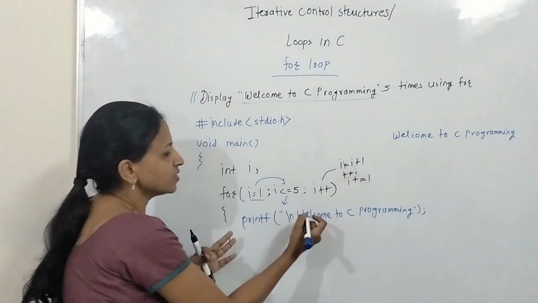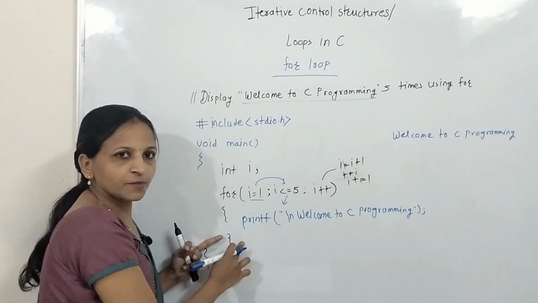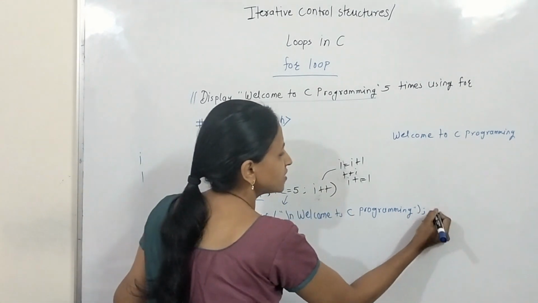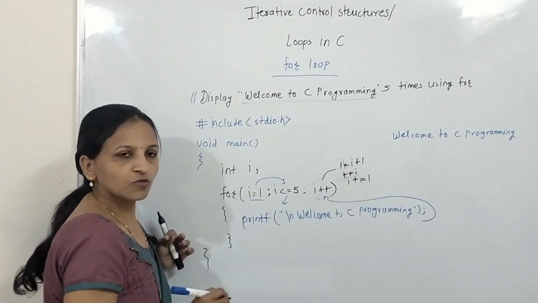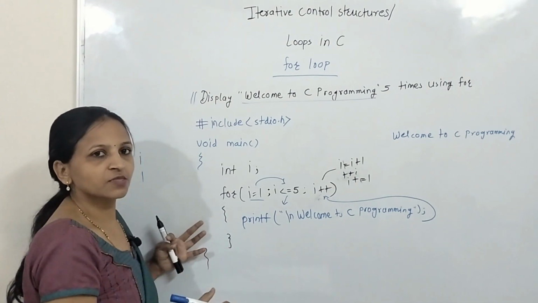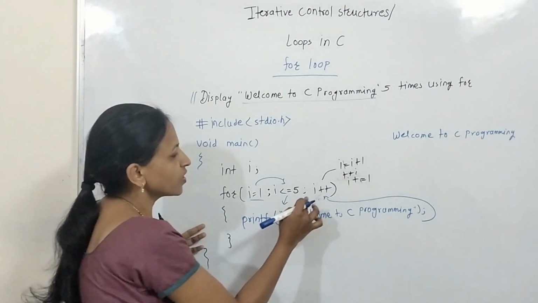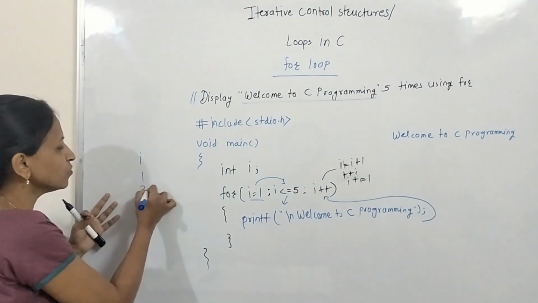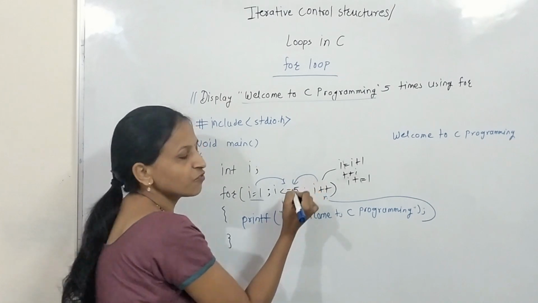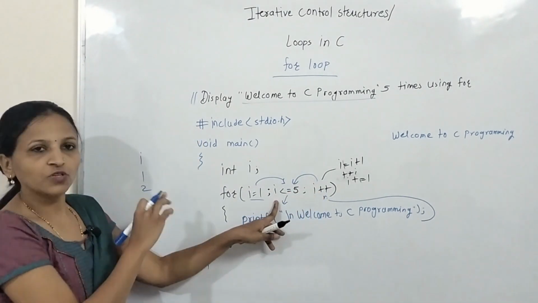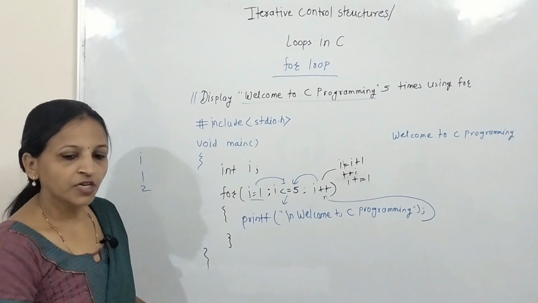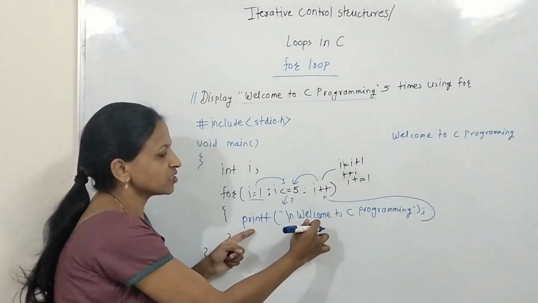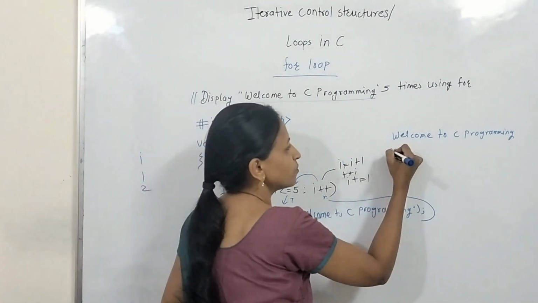After execution of all the statements inside the for, it will go here to update the value of the counter. Whatever update expression we can specify anything. Now here we have incremented the value of I by 1. That's why I will become 2. Again it will come here to check the condition. Again 2 is less than or equal to 5, so it is true. That's why again it will display the message welcome to C programming, a second time.